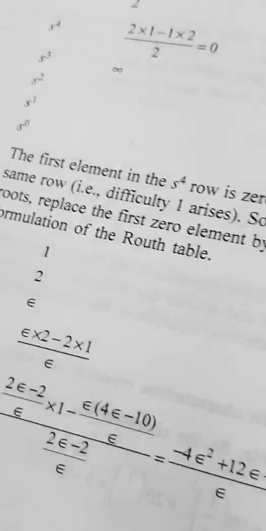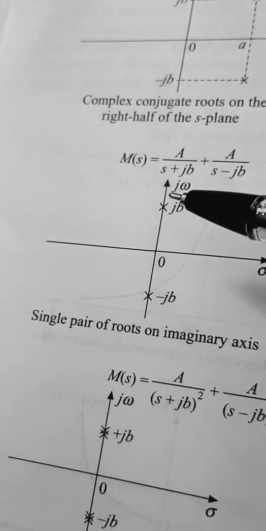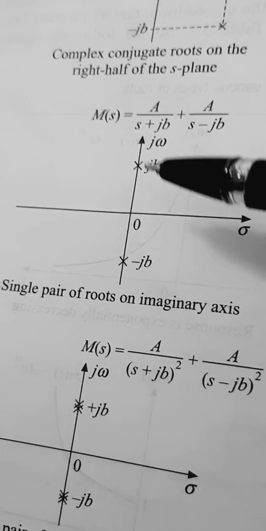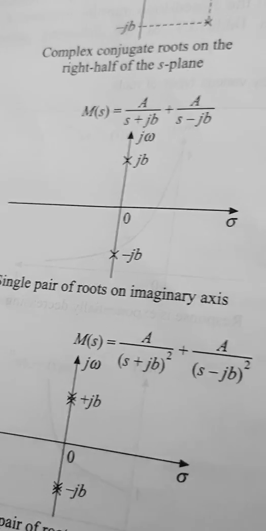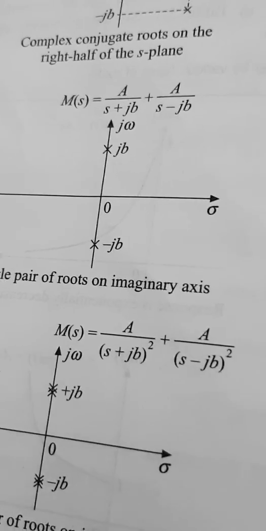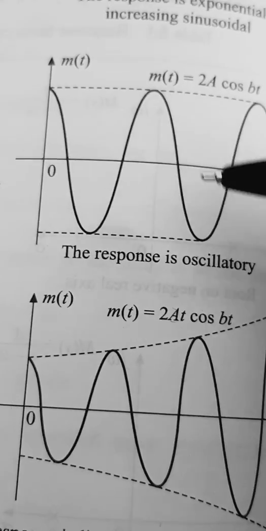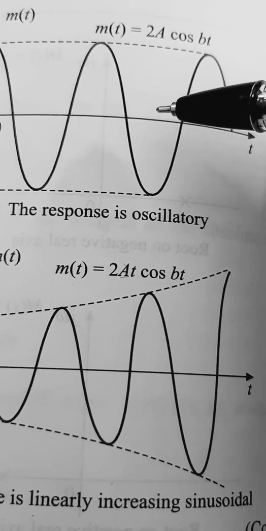So in order to understand, we will go back to our previous explanation. Yeah, here you can see a single pair of roots on the imaginary axis. See here, there are no repeated roots. In that way, you are getting an oscillatory signal, and this is marginally stable.